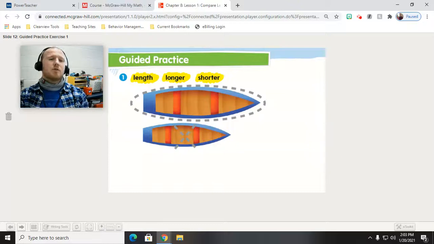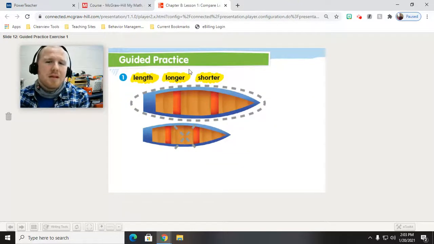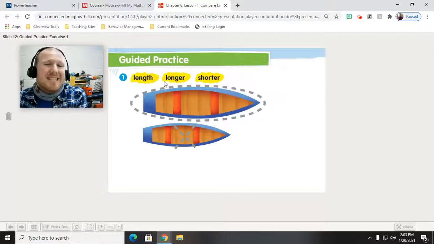Okay, so this is where they start throwing in some of our vocabulary. See these highlighted words? These are the things that we're learning to say. So length, which means how long something is, is what we're learning about today. We're learning about things that are long or short. That's the length. And then we have longer, and we have shorter. So those are our 3 key words.